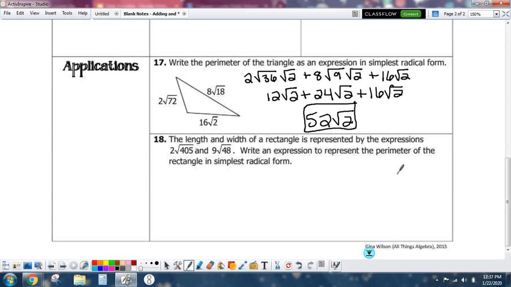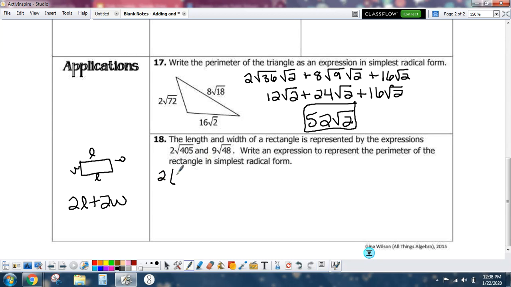Now for 18, it's a similar process. When you're finding the length and width of a rectangle that's represented by these two expressions, you need to write the expression and then find the perimeter in simplest form. So for the perimeter of a rectangle, you have your length and your length plus your width and your width. Another way to write that is 2 times your length plus 2 times your width. So we're going to use that formula.